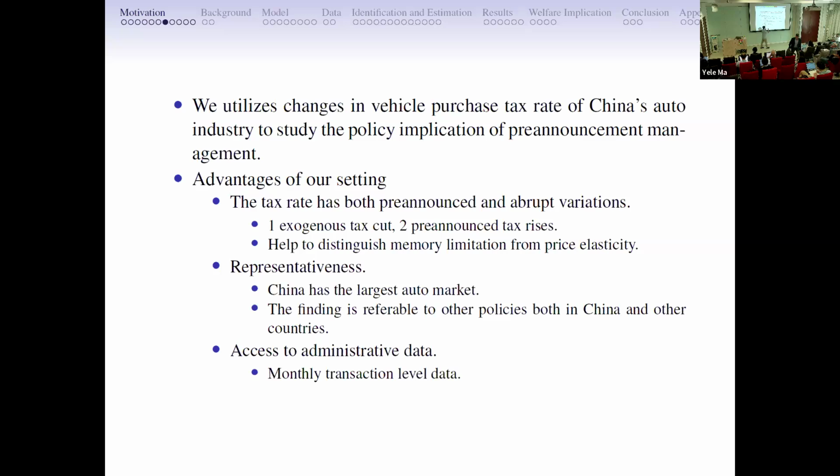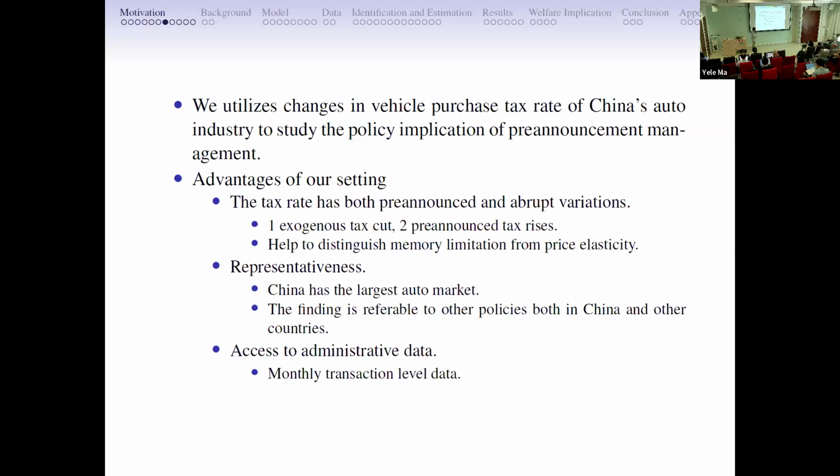And the length and duration of the pre-announcement varies very largely during the two tax rises. So the three times of tax policy variation help us to distinguish the two forces. The first helps us identify the option value effect, and the future two pre-announced tax rises can help us identify the limited attention and limited memory parameters in our model.